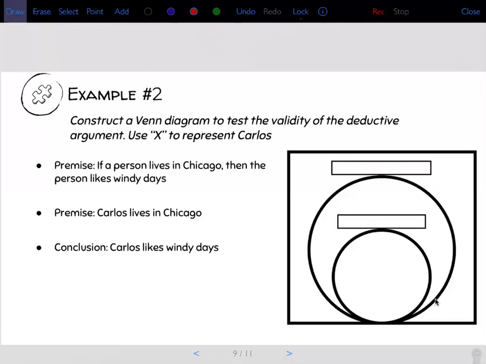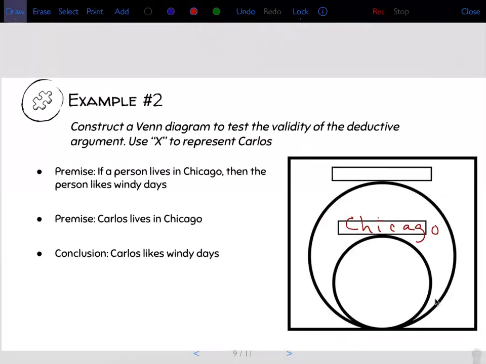So I'm going to put Chicago here. So you live in Chi-Town, you go here. And if you like wind or like windy days, if you want to be more specific, then you're on the outside. So again, this Venn diagram is telling us everybody that lives in Chicago likes the wind.